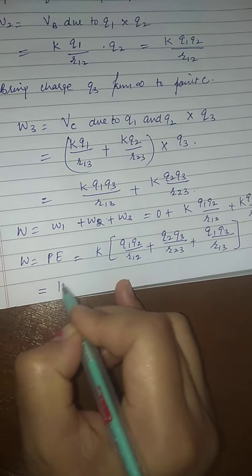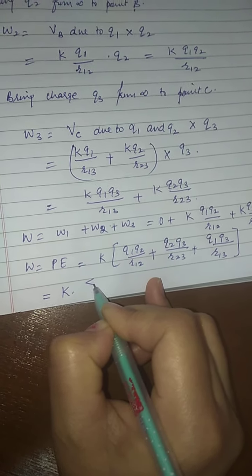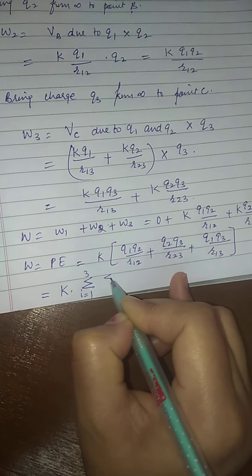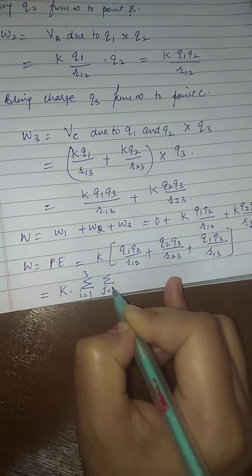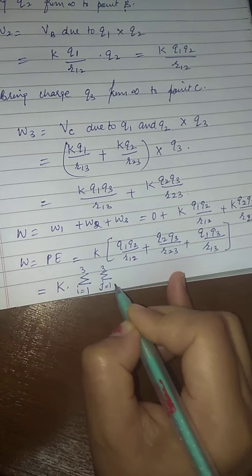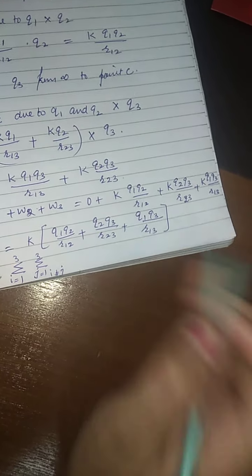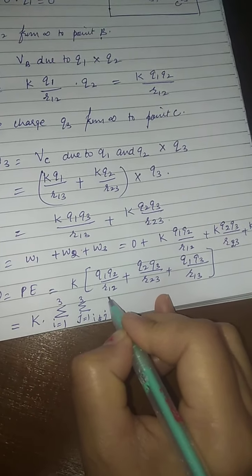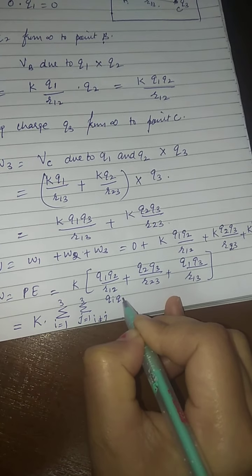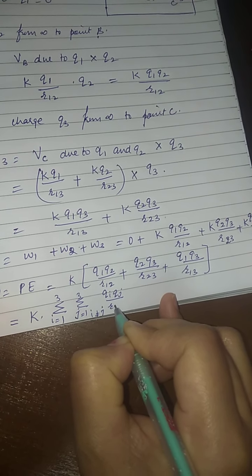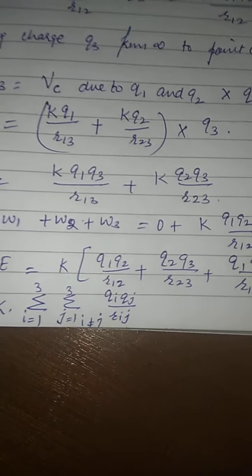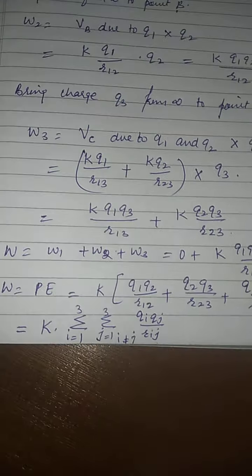This expression can be written as K times summation i from 1 to 3, summation j from 1 to 3, and here i is not equal to j. You can see R22, R11, R33 is not there. So both of these two variables are not the same. So this can be written as Qi Qj over Rij. So this is the expression, but here one problem is there.